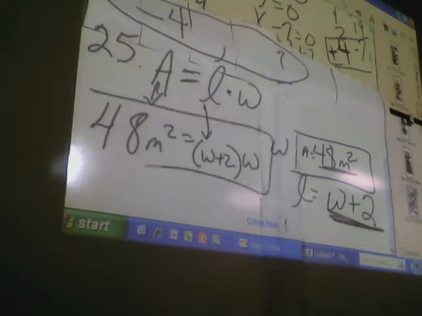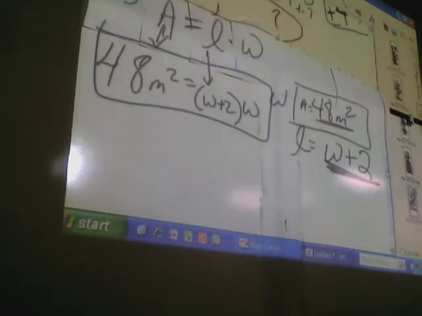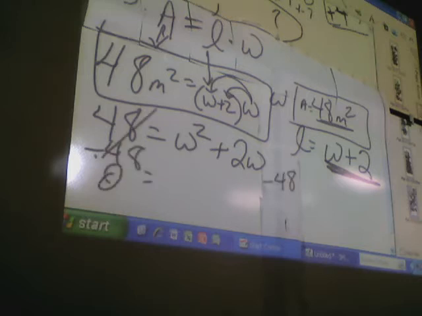So now we have this to solve. Okay, so we have 48 equals W squared plus 2W. We need it equal to 0, so we need to subtract 48 from both sides. So 0 equals W squared plus 2W minus 48. And we'll be factoring that.